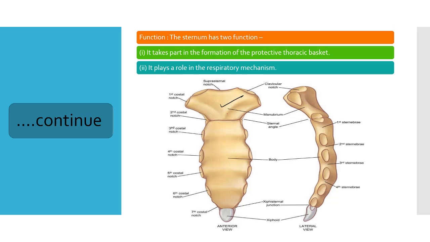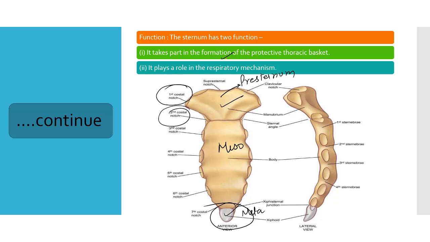This is manubrium. This is the first costal notch. Okay. This is the second costal notch, third costal notch, fourth, fifth, sixth, and seventh. So 1 to 7 ribs attach like this. Okay. This is the xiphoid process. This is manubrium, which is presternum, mesosternum, and metasternum. Okay.